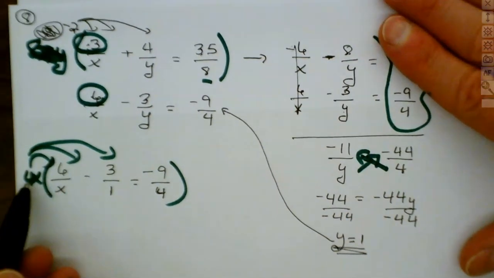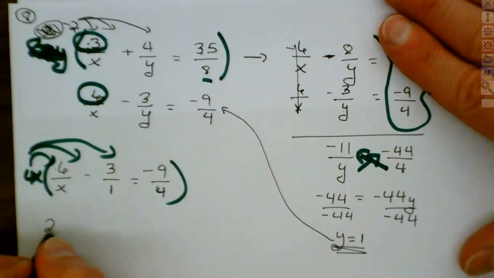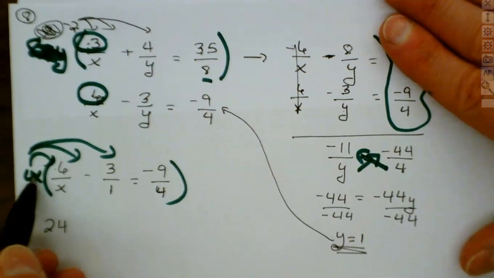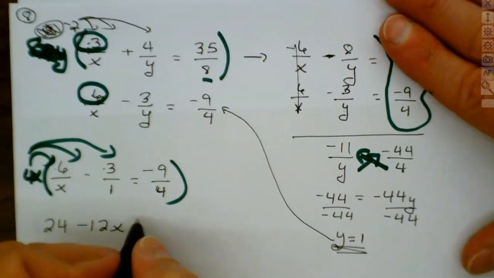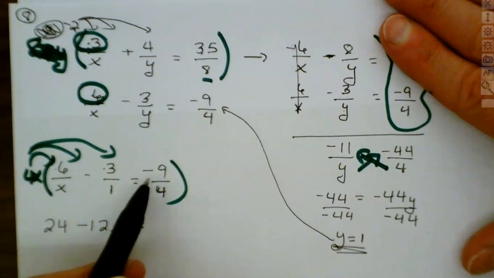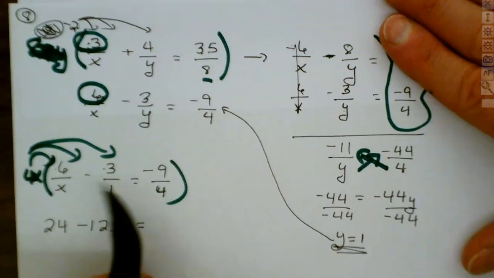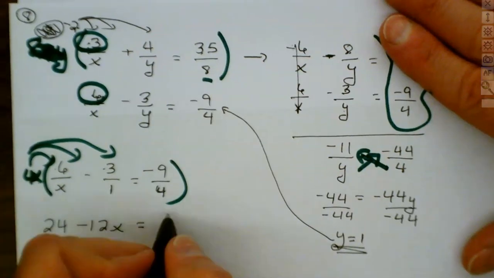So the x's cancel. 4 times 6, that's a 24. Okay, nothing cancels there, so 4x times a negative 3, that's a minus 12x. 4x, and that 4, well, those cancel, so it leaves you with a minus 9x.